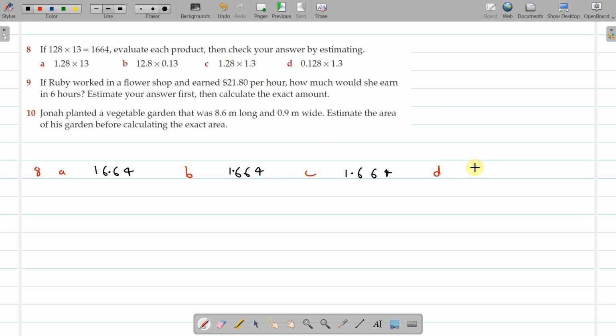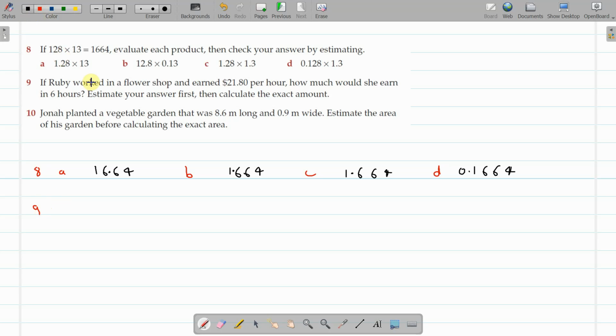D. Okay. 1664. Oh, messy. 4. 1, 2, 3. 4 decimal places. 1, 2, 3, 4. Okay, there's question 8 done.